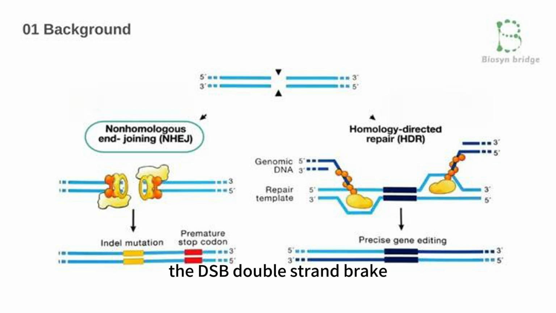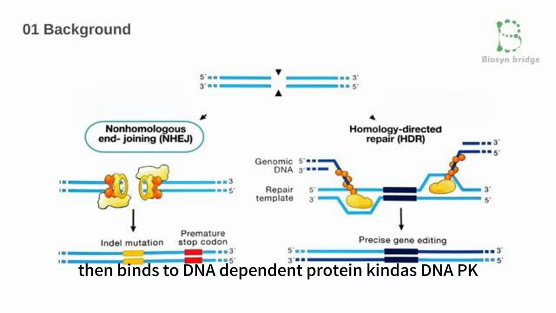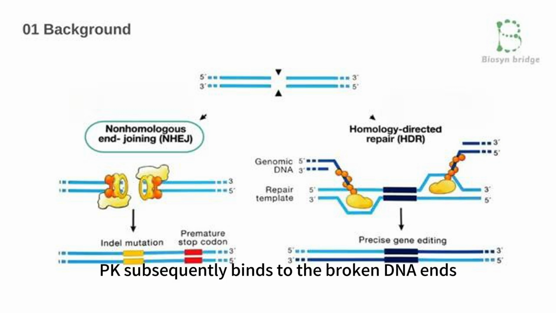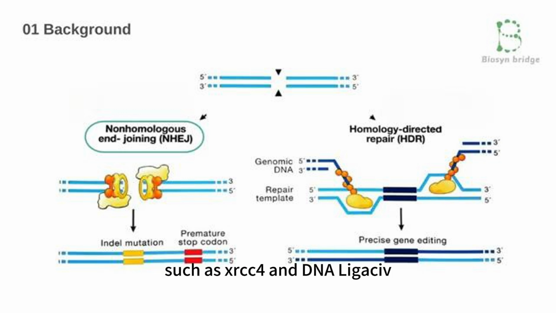The DSB, double-strand break, is first recognized and bound by the Ku70-Ku80 complex, then binds to DNA-dependent protein kinase, DNA-PK, to form the DNA-PK complex. The NHEJ initiation complex DNA-PK subsequently binds to the broken DNA ends. Then, it recruits subsequent NHEJ repair factors, such as XRCC4 and DNA ligase IV, to repair the broken DNA.